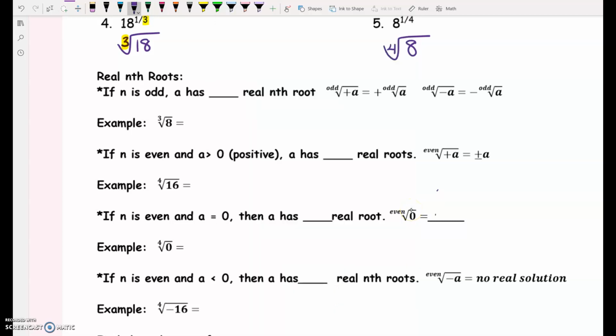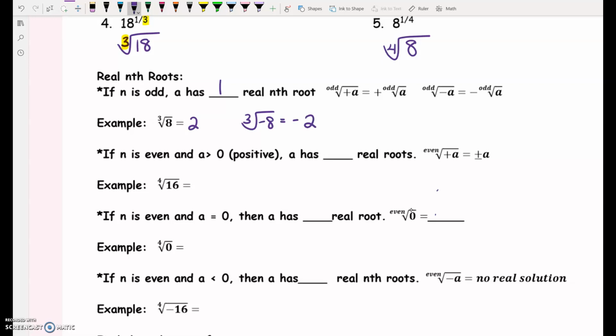So what this is trying to tell you is if it's an odd index, there is one real nth root. If it's the odd root of a positive, your answer is positive. If it's the odd root of a negative, your answer is negative. For example, the cube root of 8 is only 2. The cube root of -8 is only -2.